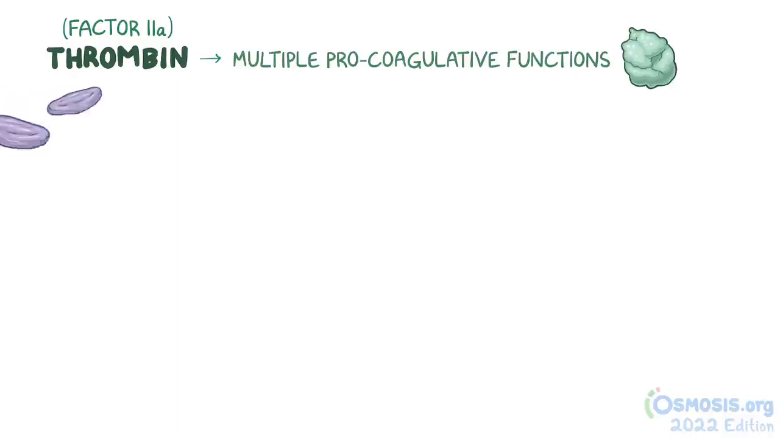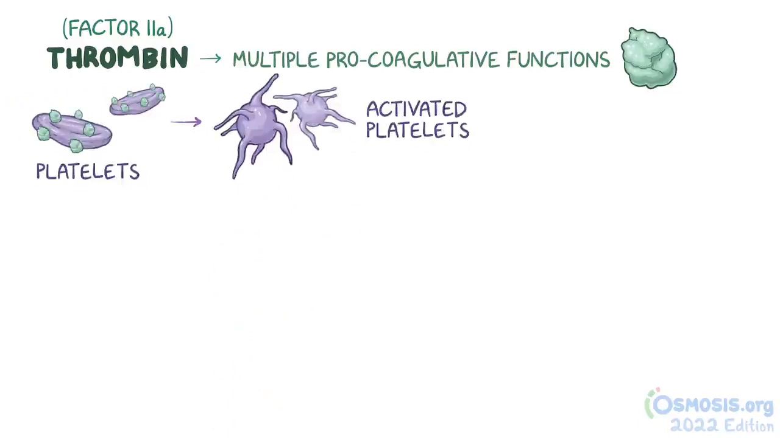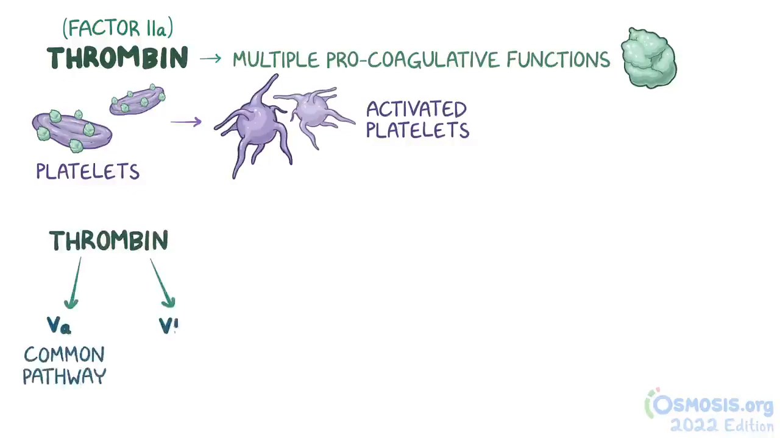First, thrombin binds to receptors on platelets and causes them to get activated. Activated platelets change their shape to form tentacle-like arms that allow them to stick to other platelets. Second, thrombin activates two cofactors, factor V, used in the common pathway, and factor VIII, used in the intrinsic pathway.